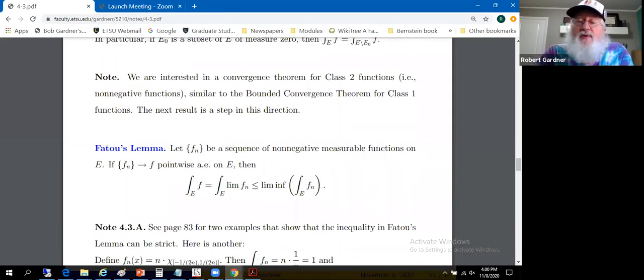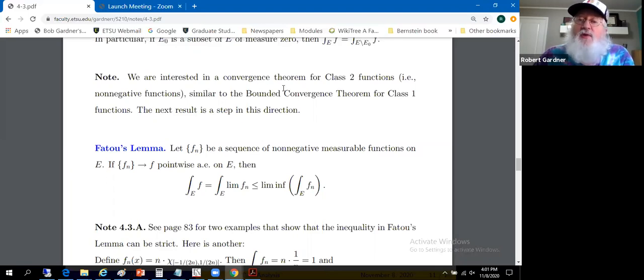So as in the previous class of functions, we want a convergence theorem. I'm going to take a little extra step to get to a convergence theorem here and look at some things that don't work, to show that we can't just take pointwise convergence in this class of functions and get a convergence theorem. But we're going to start with something called Fatou's lemma.